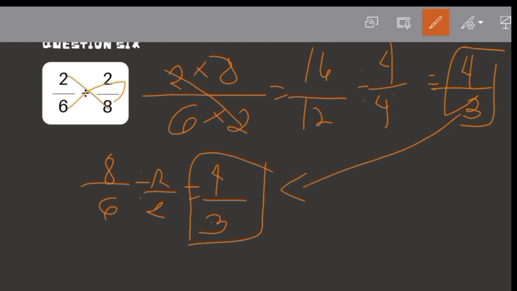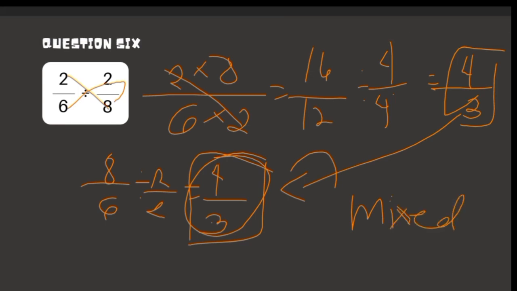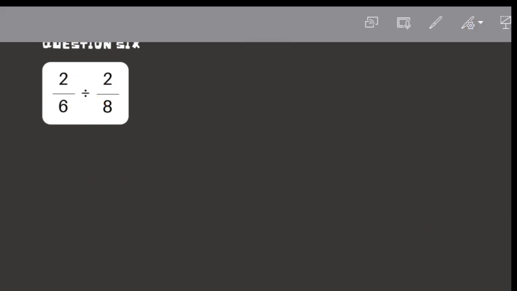But is that our final answer? No, it's not. Why? Since, as I've said before, improper fractions like these may not be seen as the lowest term, since you can convert it into mixed fractions. Okay, so let's see. For us to get it, we have 4 over 3, right? We need to divide.